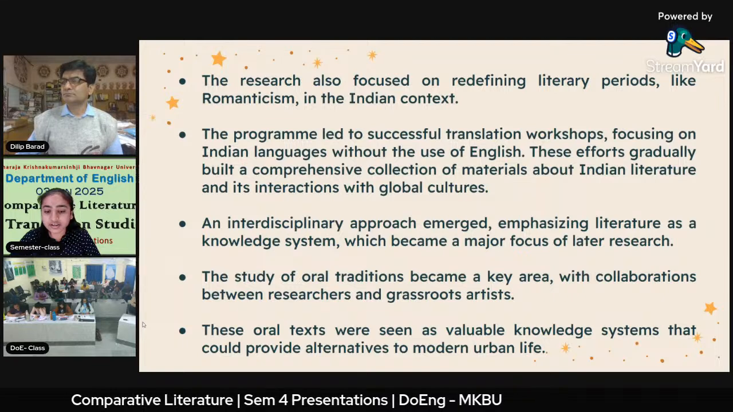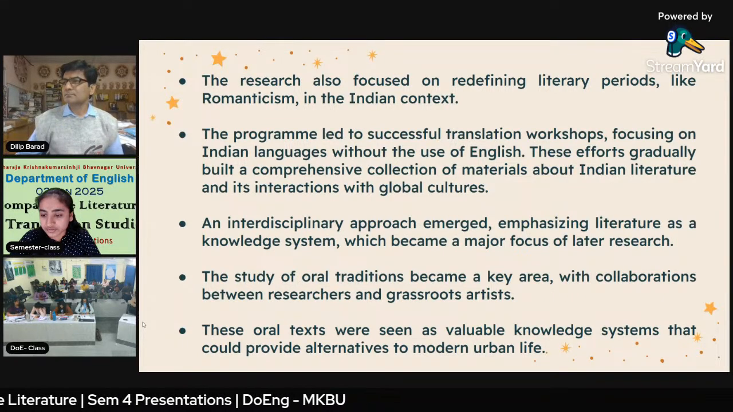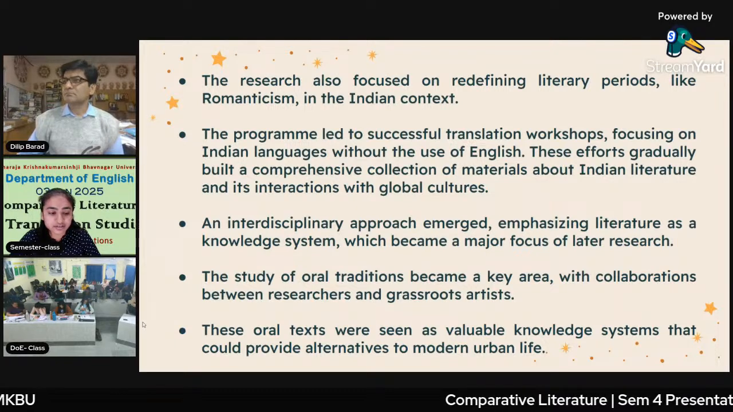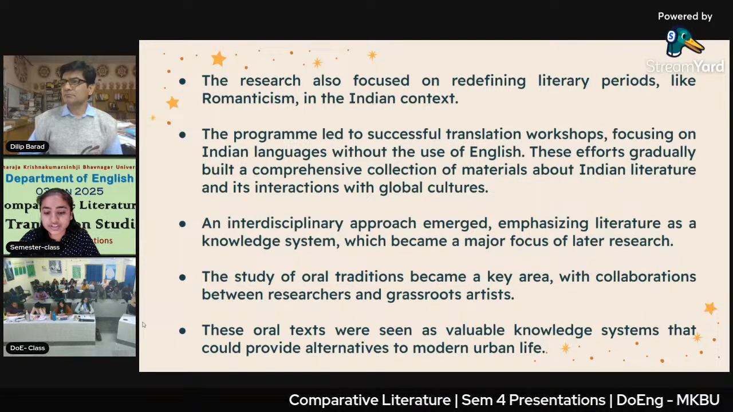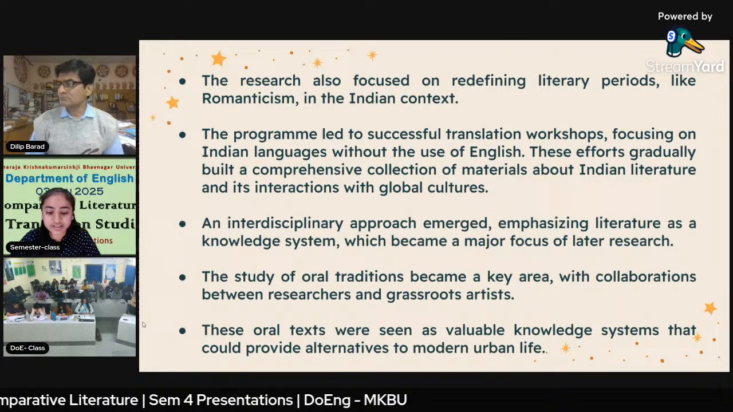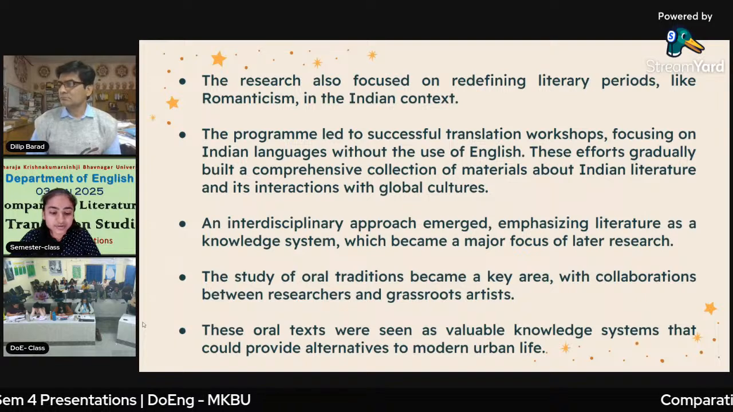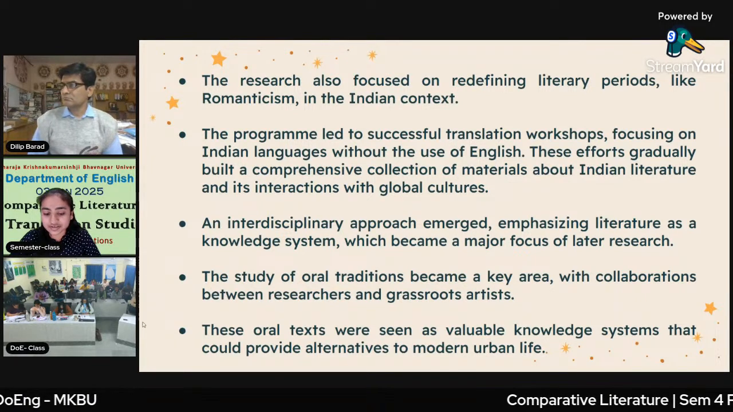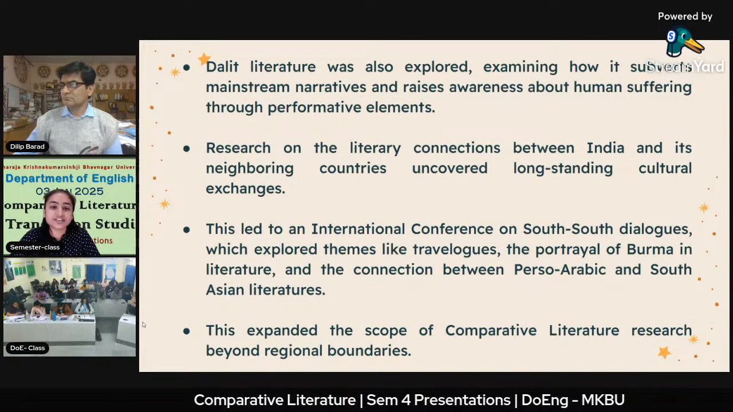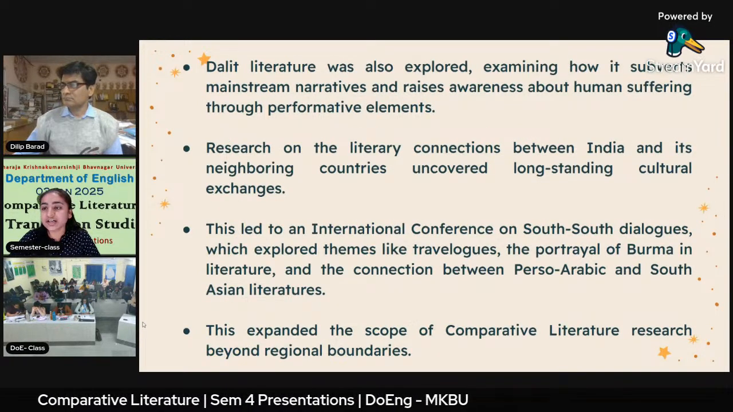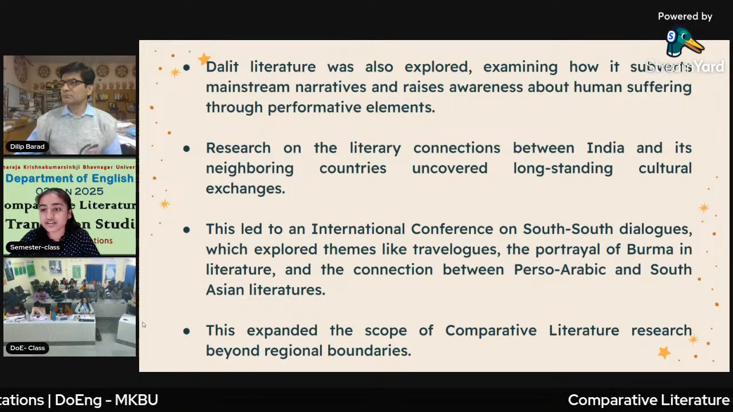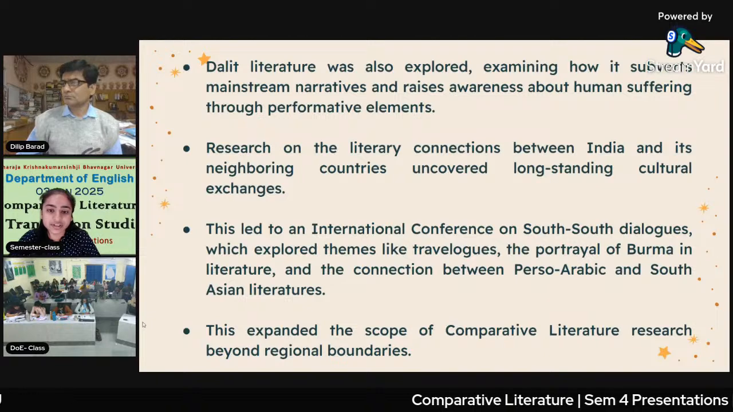An interdisciplinary approach emerged, emphasizing literature as a knowledge system, which became a major focus of later research. The study of oral traditions became a key area, with collaborations between researchers and grassroots artists. These oral texts were seen as valuable knowledge systems that could provide alternatives to modern urban life. Dalit literature was also explored, examining how it supports mainstream narratives and raises awareness about human suffering through performative elements.